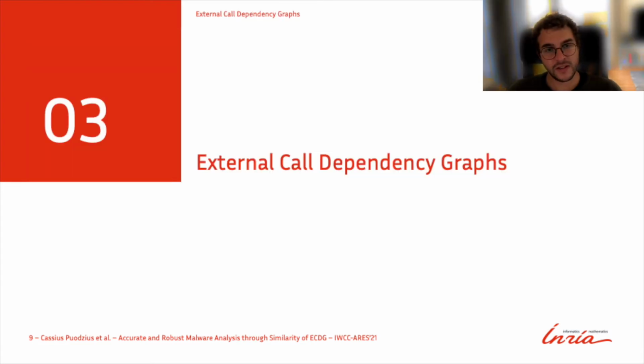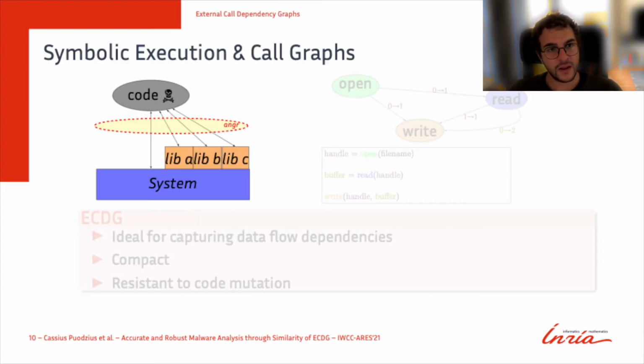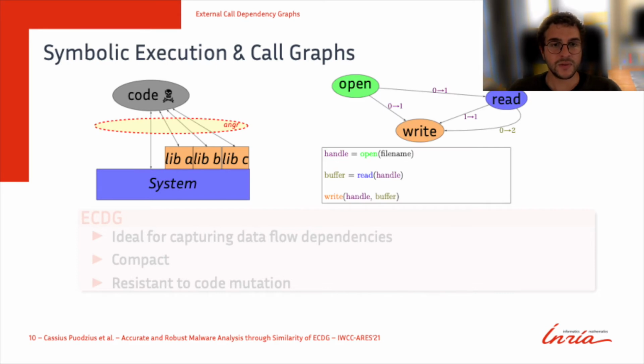Now we present ECDGs and how they are obtained. To build ECDGs, we perform symbolic execution of malware samples and we inspect all calls made between the main binary object of our target file and the system or any shared object, also called shared library, hence the name external calls. And we observe the interdependencies of these external calls.